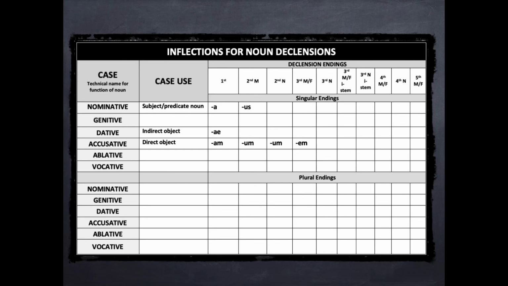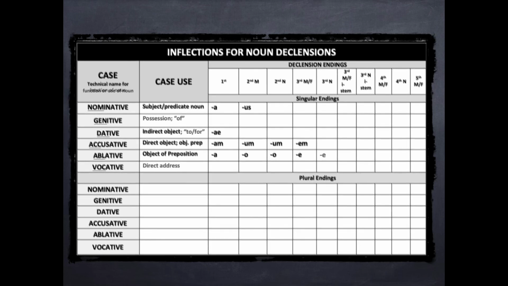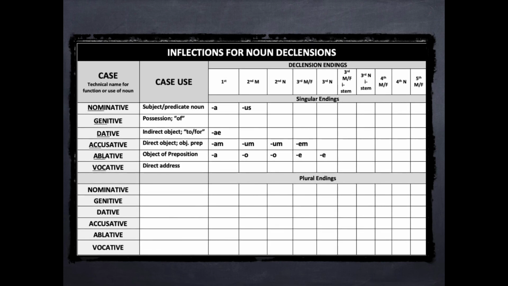In this lesson, we are going to learn that the ablative and the accusative are objects of prepositions, and we are also going to learn that the inflections for the ablative are A, O, and E. There are no more new inflections to learn today, but we do want to learn that the genitive case is for showing possession or when a noun follows the word of, and the vocative case is for direct address. We will learn more about the genitive and the vocative cases in a different lesson.